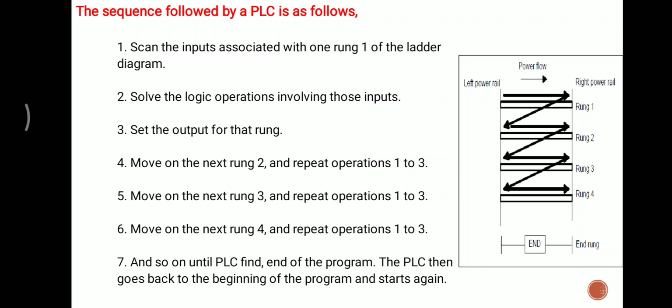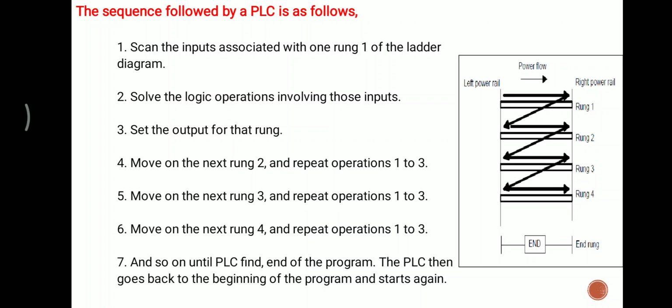Now there is a sequence to be followed by a PLC as follows. First is to scan the inputs associated with one rung of the ladder diagram. Here you can see the power rails, which are shown vertically. In between, this is the first rung, this is the second, this is the third, and this is the fourth. So how does it operate? First of all, it scans the first rung, solves the logic operations involving those inputs, and sets the output of the rung. So this is the complete task for rung 1.